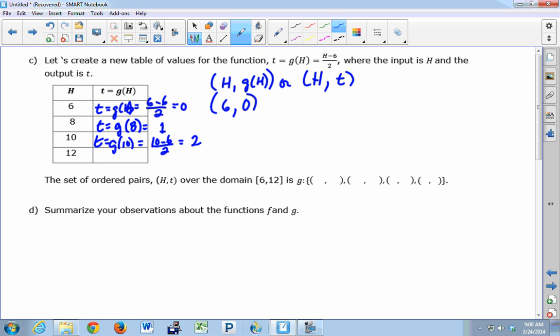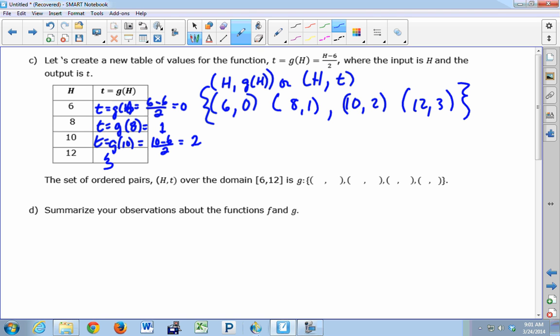So let's take a look at my ordered pairs here. I've got 6, 0, 8, 1, 10, 2. And what would my final one be? We just solved that one. 12 inches after how many days? 3. Okay. So there it is. There's my set of ordered pairs.